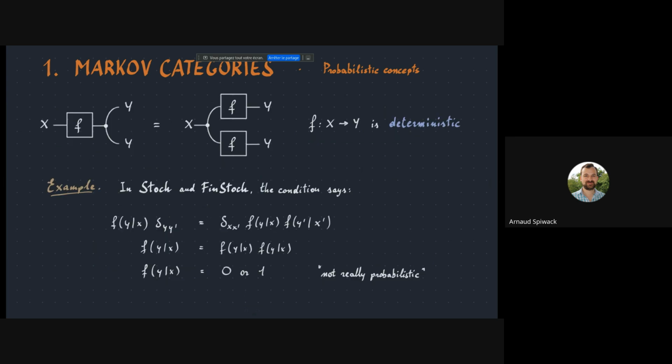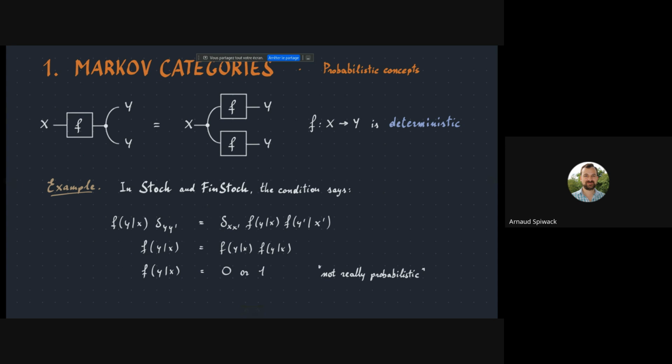Okay, so let's do some math now. In Stoch and FinStoch, let's do FinStoch so it's matrices. It's really easy to do the math. Let's solve this equation for f. So f and then copying is the same thing as copying x and then applying f twice. Doing the math, that tells us exactly that f of (x, y), f of y given x, for every y and x, is equal to f of y given x squared. So it is equal to its square. So the only solutions are 0 and 1.